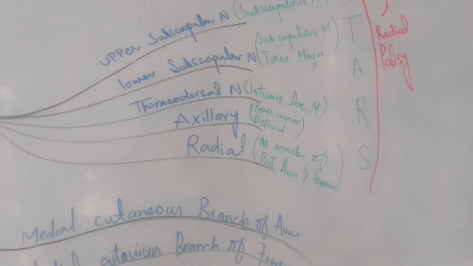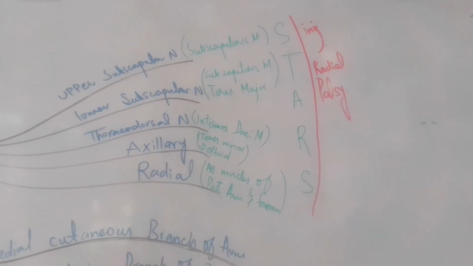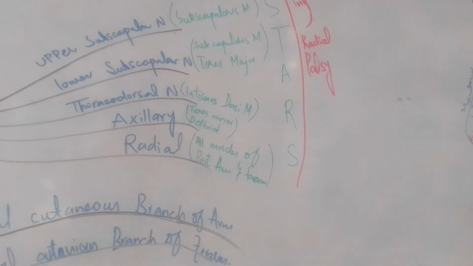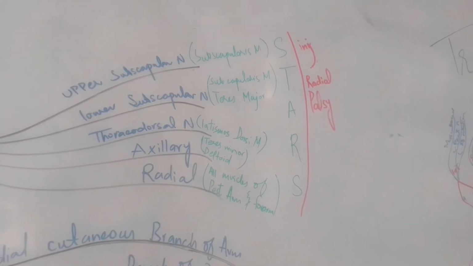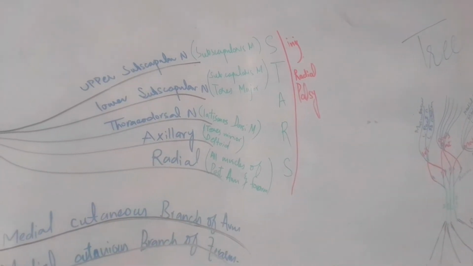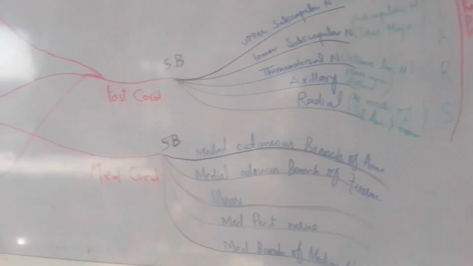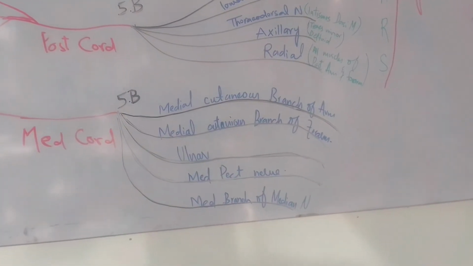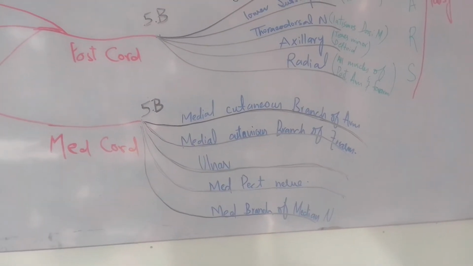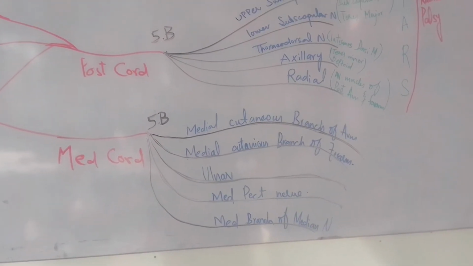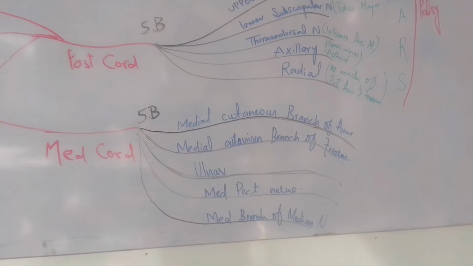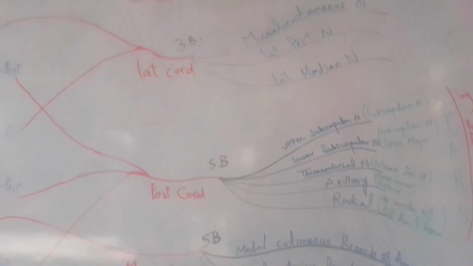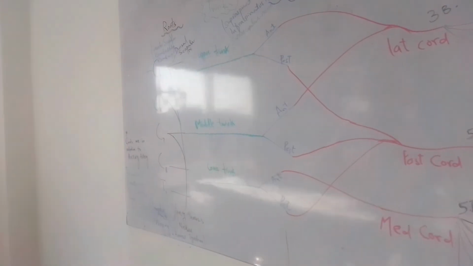Upper subscapular nerve supplies the subscapularis muscle. Lower subscapular nerve supplies the subscapularis and teres major. Thoracodorsal nerve supplies the latissimus dorsi. Axillary supplies the deltoid and teres minor. Radial supplies all the muscles of the posterior arm and forearm. Medial cord gives 5 branches: medial cutaneous nerve of arm, medial cutaneous nerve of forearm, ulnar, and medial root of median nerve, and the pectoral nerve.